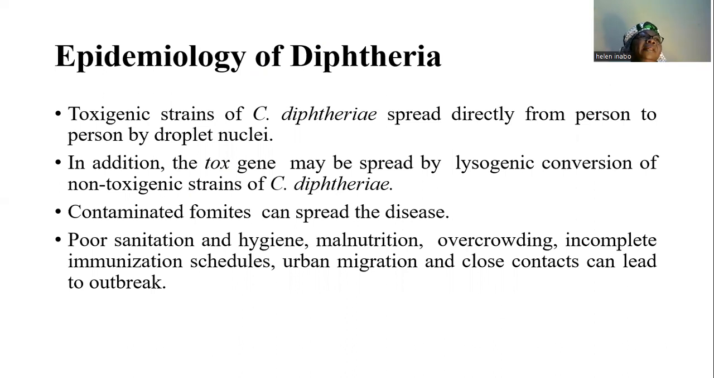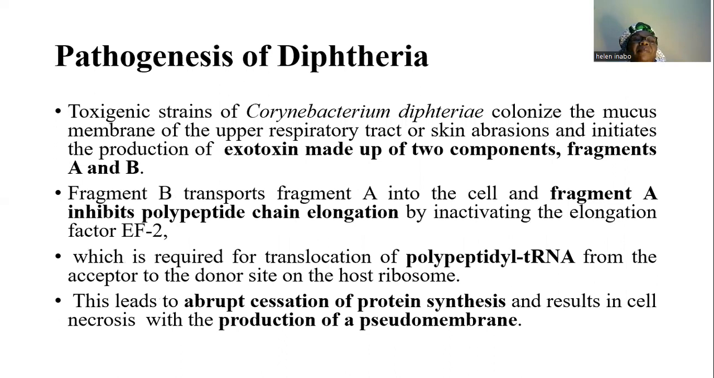What are the main drivers of epidemiology of diphtheria, or the risk factors of contracting diphtheria? One, malnutrition, overcrowding, incomplete immunization schedules, poor sanitation and hygiene, urban migration, and close contact. All these can lead to outbreaks of diphtheria.